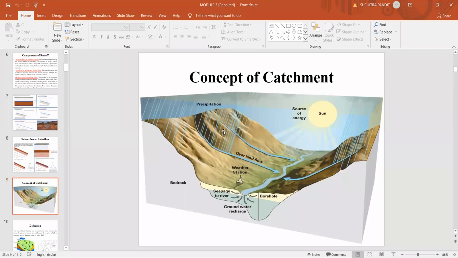So after meeting all the infiltration and other losses, you can see the overland flow or the surface runoff joins the stream. And you can also see here the groundwater recharge also takes place. And if the groundwater mound is higher than the surface level of the water in the stream, obviously there will be contribution of groundwater into the stream flow.